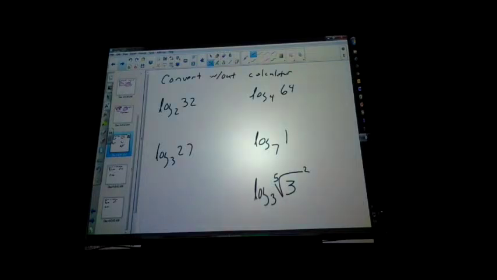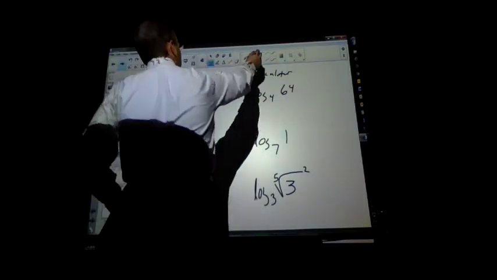Well, I know that 2 to the 0 power is what? 1. And 2 to the first is? 2 to the second? 2 to the third? 2 to the fifth? 2 times 2 times 2 times 2 times 2 is 2, 4, 8, 16, 32. Right, 2 to the 5th is equal to 32.